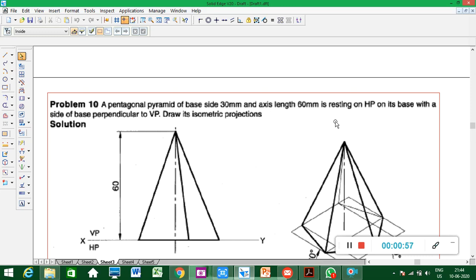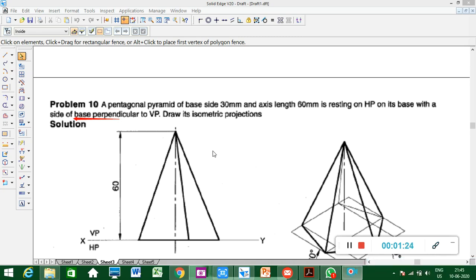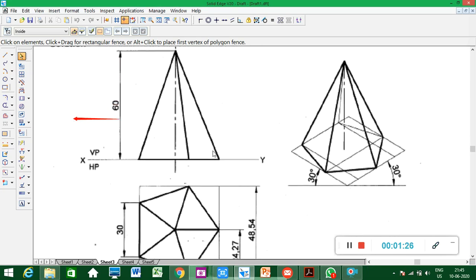The axis length is 60 mm, and it is resting on HP. How is it resting on HP? It is resting in this way. The side of the base is perpendicular to VP. That means when I look from the top, one side of the pentagon should be normal, or perpendicular, to VP. So you can see it here, it is in this way.